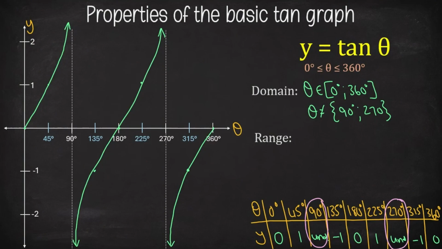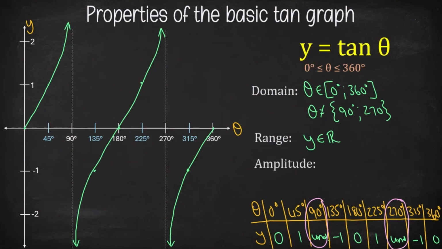Now let's look at the range for this basic tan graph. And to find a range, you have to find all the y values that this graph can be. Now, unlike the sin and the cos graphs, the tan graph does not have a highest point or a lowest point. As the graph approaches an asymptote, the y values continue getting larger and larger, or it continues getting smaller and smaller. So the y values can be any real number. So we are going to say that y is an element of the real numbers.